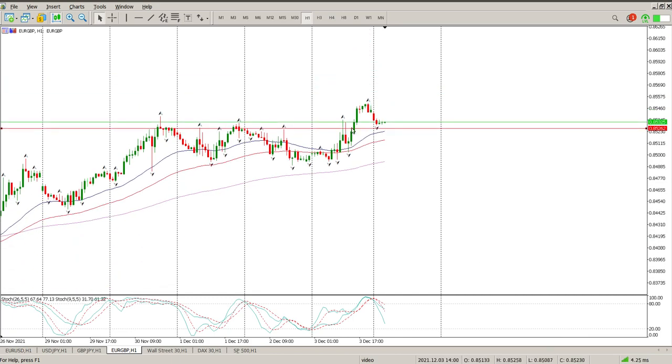Okay, so that's kind of my view at the moment. It's pretty much sit on hands for everything until we see structure breakouts. If we can see some structure breakouts, it'll be well worth taking the trades.